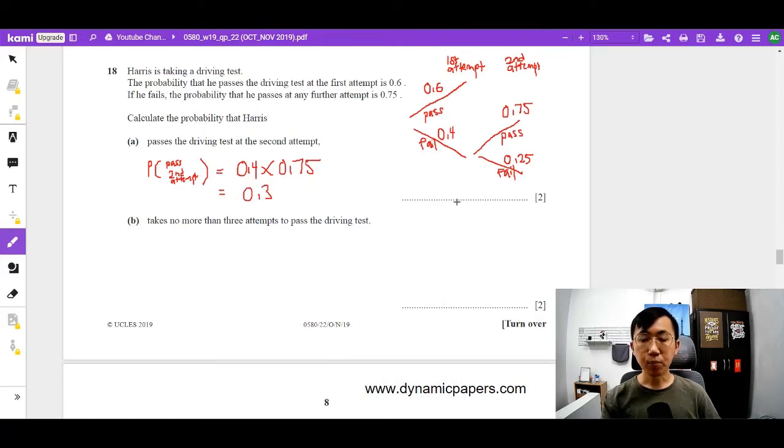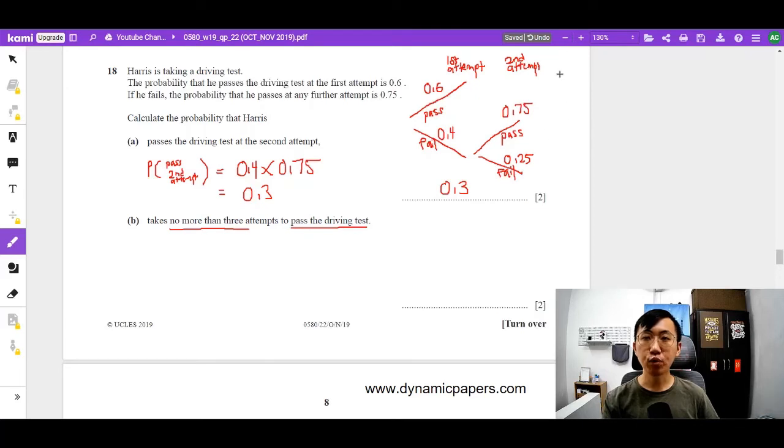You can put your answer in decimal or in fraction form. It's really up to you. Probability can be expressed in many ways. So I believe 0.3 is good enough. So that will be the answer. Okay, question B. Takes no more than 3 attempts. This is the key word. Sometimes probability can be a test of your English. No more means you can do 3 attempts, nothing more than that, to pass the driving test.